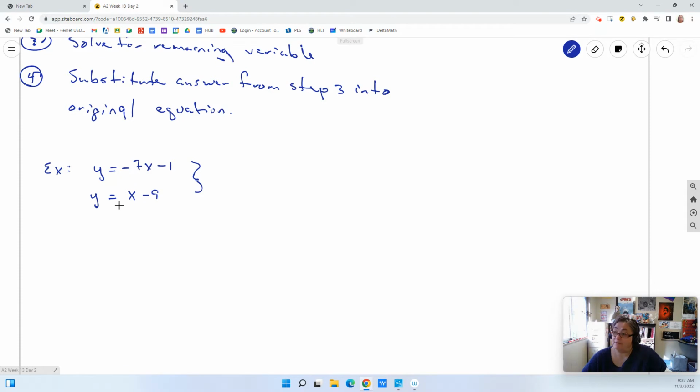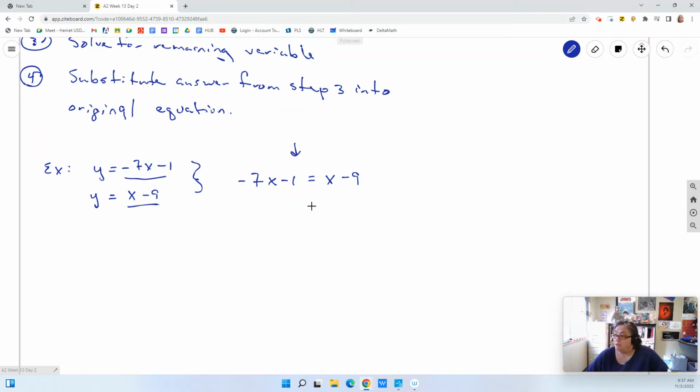So I can take whatever this y equals, and whatever this y equals, and I can set them equal to each other. I could rewrite this as minus 7x minus 1 equals x minus 9. I can do that because they're both y equals. Now I can solve this equation for x. There's only one variable in there, we don't have a y variable anymore. So we can find a numerical value for x, and then plug it into those other equations and figure out what y is.